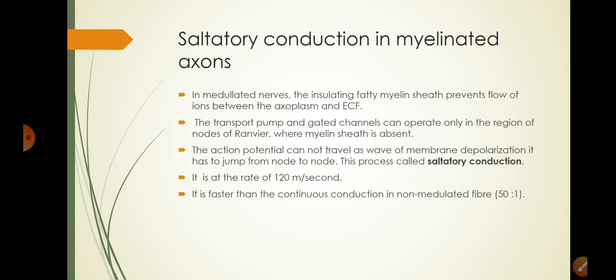This process is called saltatory conduction. It is at the rate of 120 meters per second. It is way faster than the continuous conduction in non-myelinated fibers, 50 times faster than the non-myelinated fibers. That is why where quick action is required at that part, or in defensive mechanisms, saltatory conduction is preferred as it is a faster way of conduction of nerve impulse.